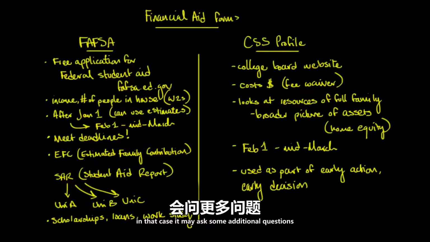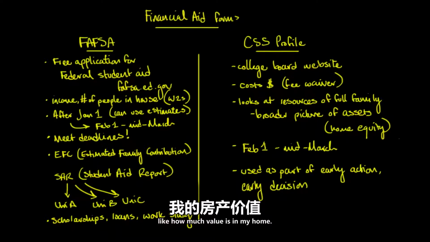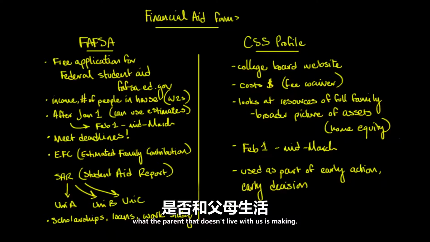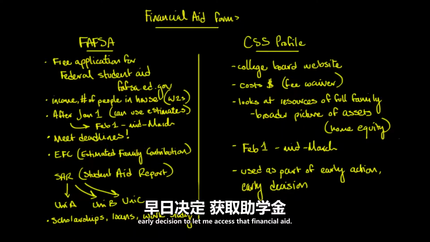Right. And in that case, it may ask some additional questions to find out about my home, if I have additional assets, like how much value is in my home. It might also ask, if my parents were divorced, what the parent that doesn't live with us is making. Right. And these are both to give private schools more information, but also for early action, early decision to let me access that financial aid.